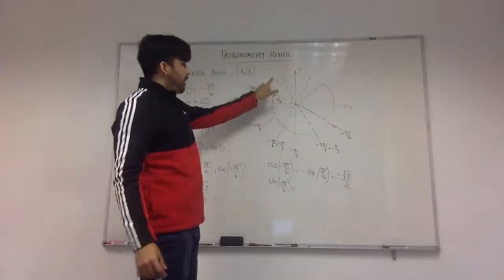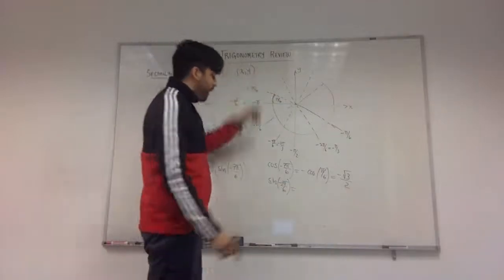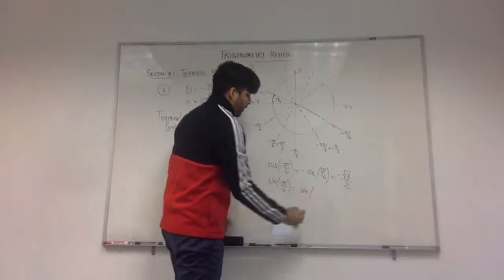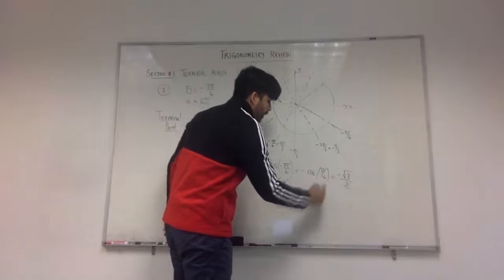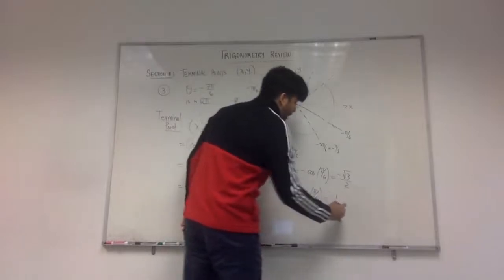The angle here is in the second quadrant. Sine is positive in the second quadrant. Negative 7 pi over 6 has a reference angle of pi over 6. And pi over 6 is 30 degrees. So sine of 30 degrees is positive 1/2.